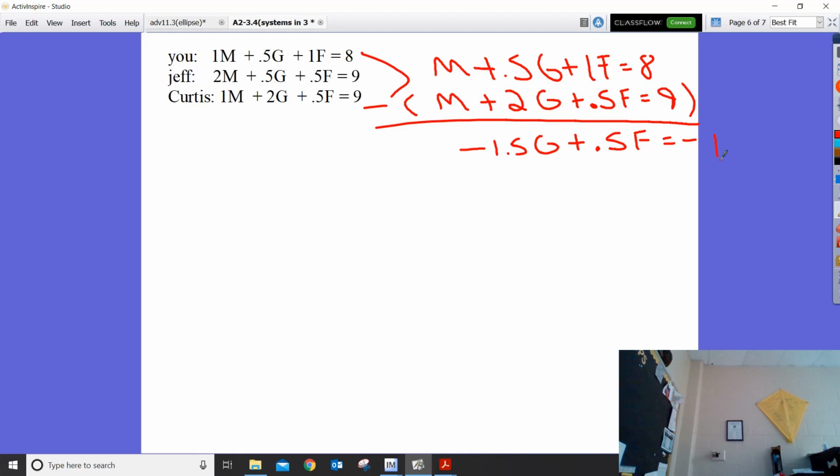Now you got to do the same technique. You got to eliminate M at the end. You do it one more time. Pick a pair. It can be 1 and 2, or it could be 2 and 3, but you can't use 1 and 3 again. 1 and 2?